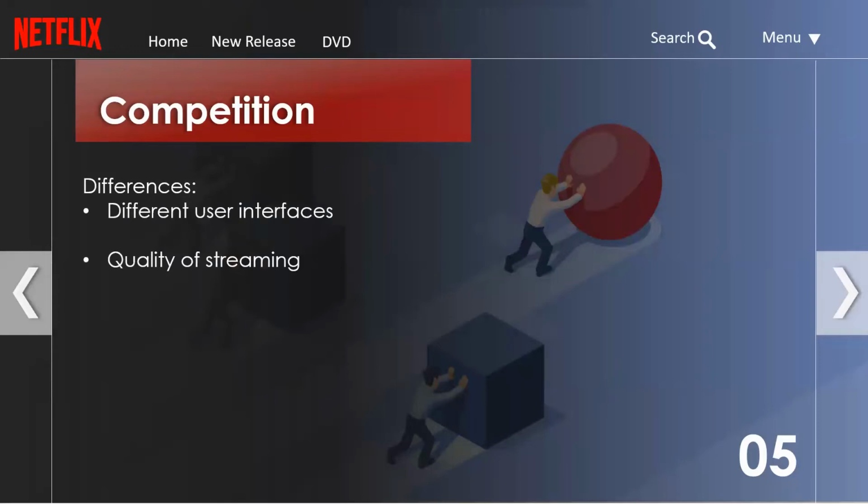Quality of streaming. Since Netflix has been around for a longer time, it has a much better viewing experience since it offers 4K Ultra HD on all its content with a premium subscription, while Prime Video only supports HD. Although Prime Video has more titles, it is important to keep in mind that many of them are older movies and TV shows.